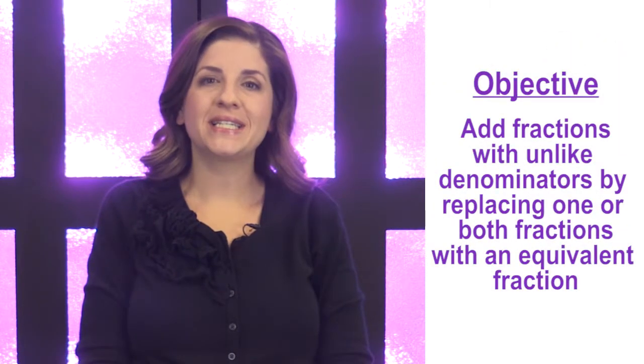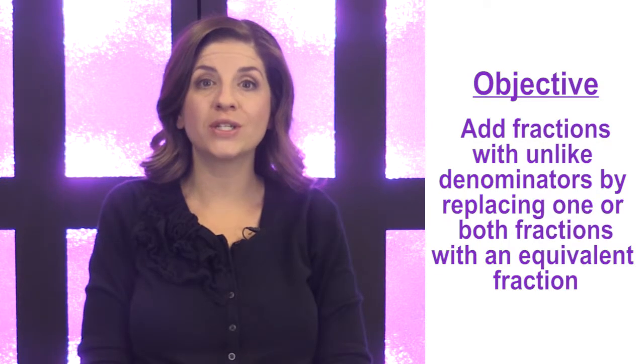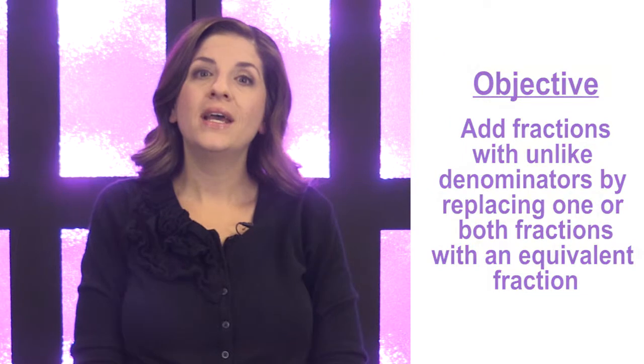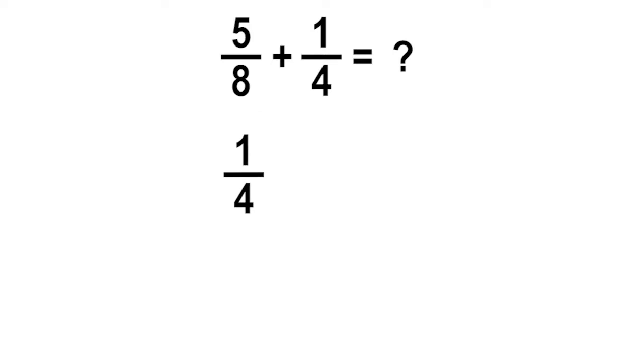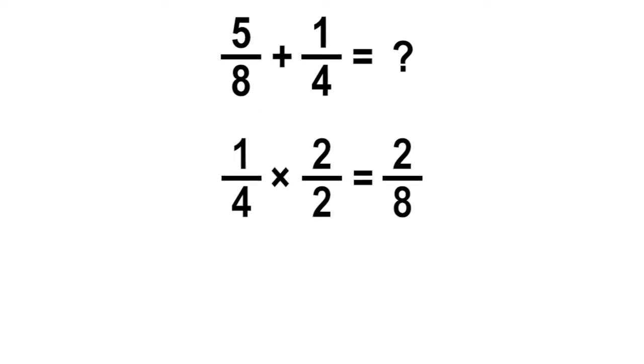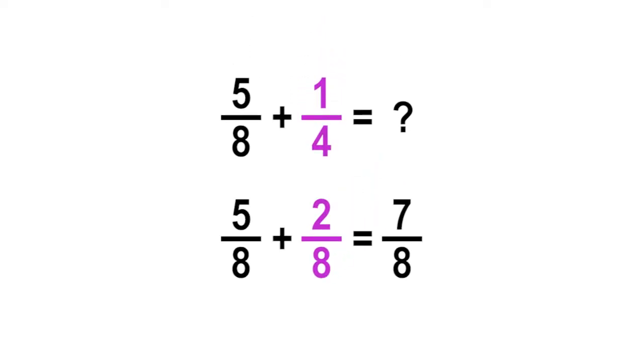The objective of this lesson is to add fractions with unlike denominators by replacing one or both fractions with an equivalent fraction. In previous lessons, students learned that in order to add fractions with unlike denominators, a common denominator must be found. They also learned how to create common denominators by multiplying the numerator and denominator by the same number. This was done with only one add-in in an addition equation.